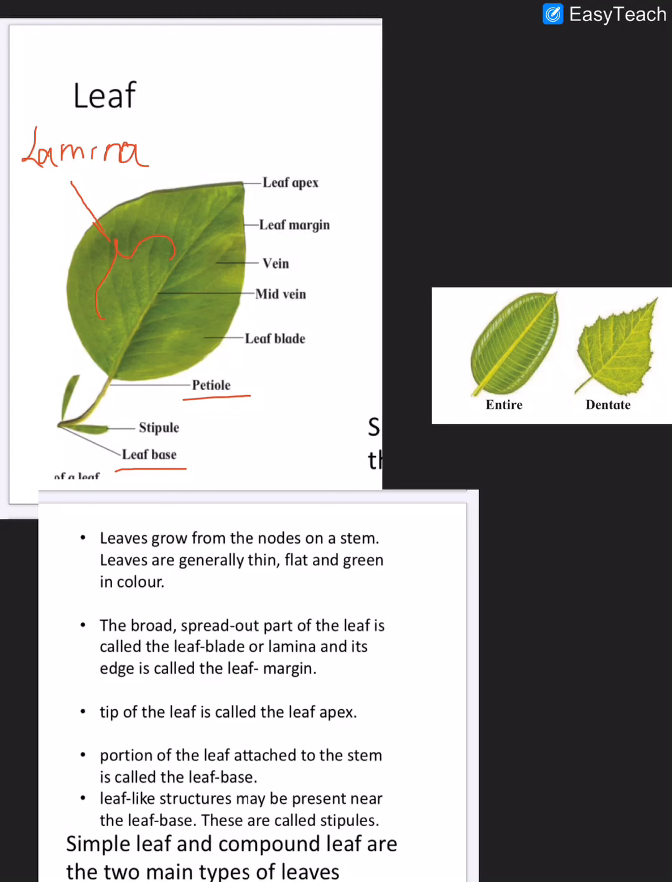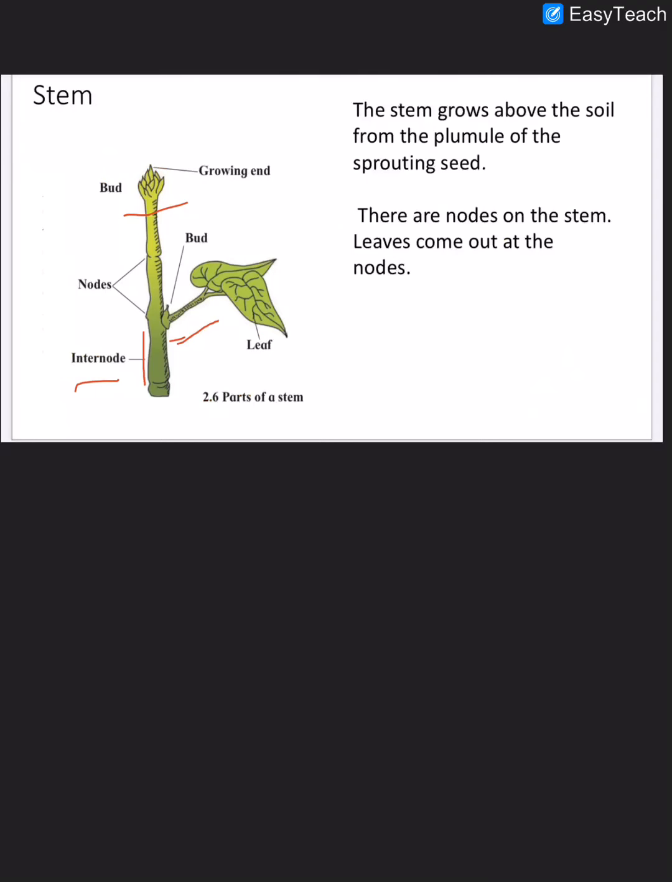You can see the lamina. The green surface of a leaf is called a lamina, and then the petiole and leaf base. The point on the stem from where the leaf grows is called the leaf base, and the stalk-like portion of a leaf is called the petiole. A leaf grows from the nodes on a stem. You have seen the nodes in the stem.